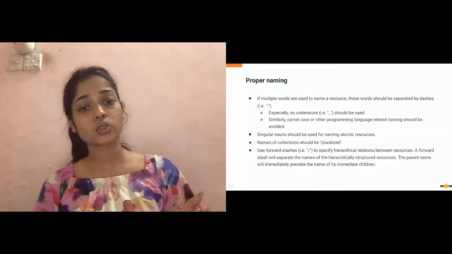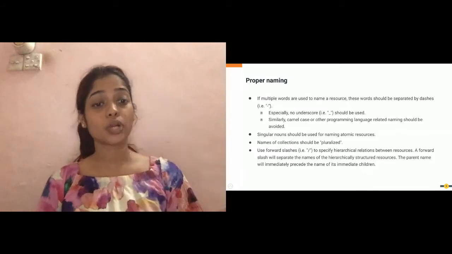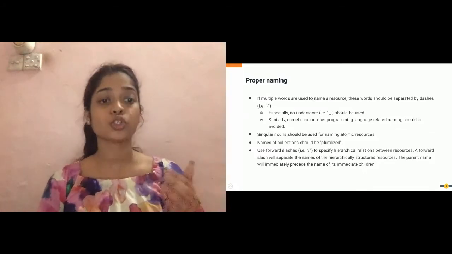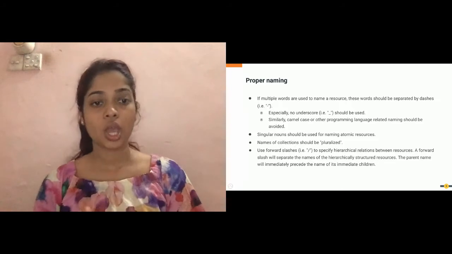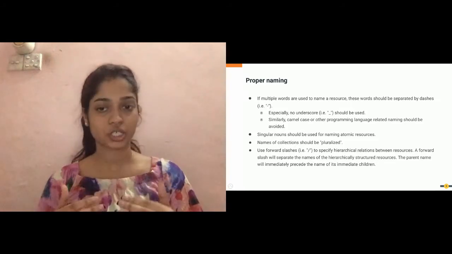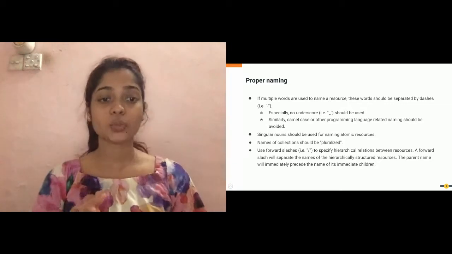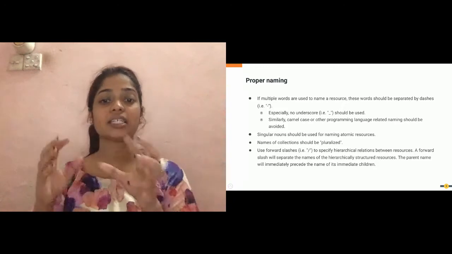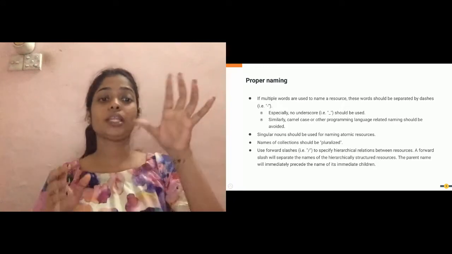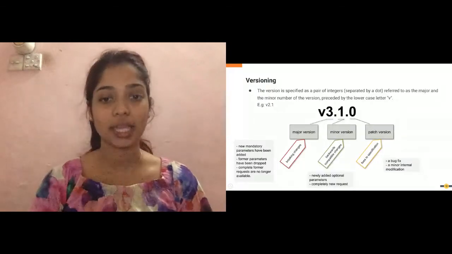Singular nouns should be used for naming atomic resources, whereas plural nouns should be used to name collections. We also have to use the forward slash to specify hierarchical relationships between resources. The forward slash will separate the names of the hierarchically structured resources. First we will have the parent name, which will be followed by the child name.